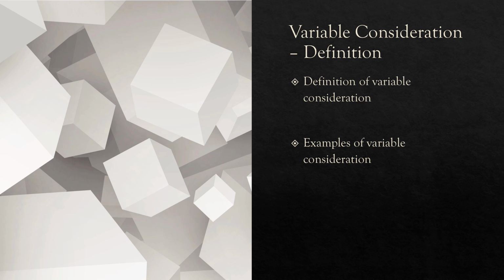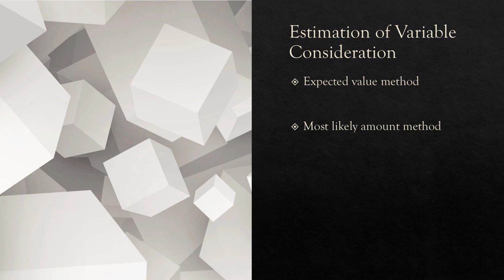Variable consideration refers to the portion of the transaction price that can vary due to discounts, rebates, refunds, credits, price concessions, incentives, performance bonuses, penalties, or other similar items. For example, a company may offer a discount if a customer pays within a certain period, or a performance bonus may be given if specific targets are met.